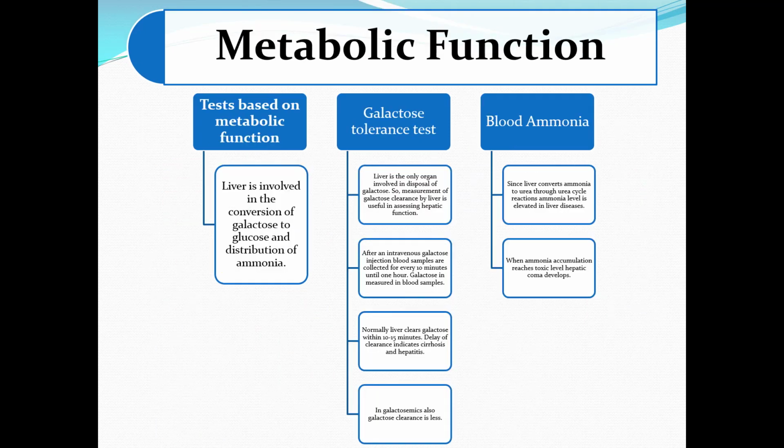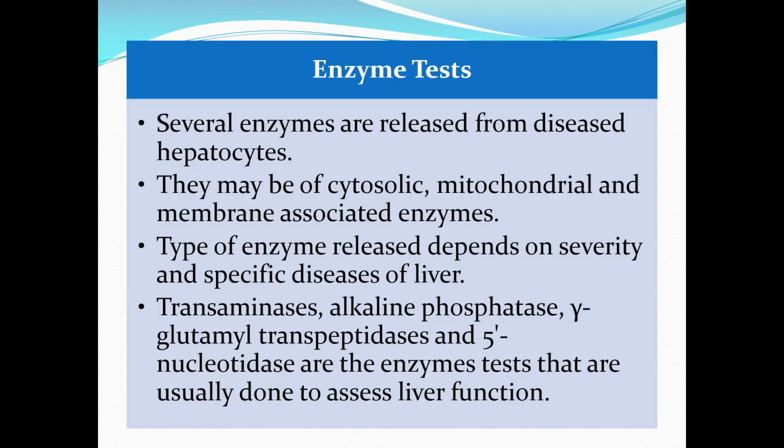Test based on metabolic function. The liver is involved in conversion of galactose to glucose and detoxification of ammonia, etc. Galactose tolerance test was a test previously used to identify the tolerance capacity. In case of liver disease, the tolerance is less. Blood ammonia concentration can be directly measured in EDTA plasma. The concentration will be increased in liver disease.